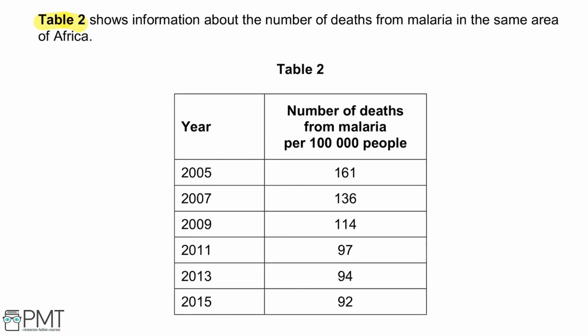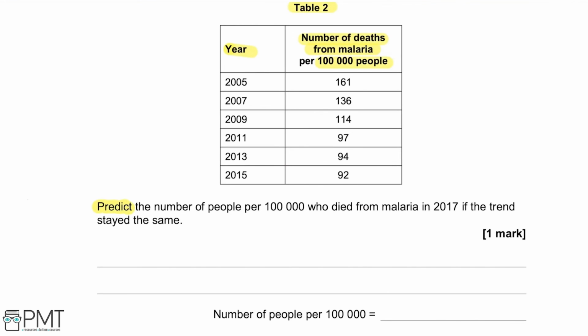Table 2 shows information about the number of deaths from malaria in the same area of Africa. So here we have Table 2. The left-hand column is the year and it goes from 2005 through to 2015. Then the right-hand column is the number of deaths from malaria per 100,000 people. Predict the number of people per 100,000 who died from malaria in 2017 if the trend stayed the same. So here we want to start by having a look at the trend over the last few years to see if we can predict what's going to happen in the next 2 years to get to 2017.